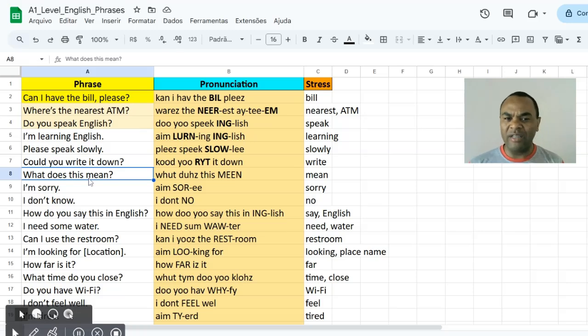Number eight. What does this mean? What does this mean? O que significa? What does this mean?